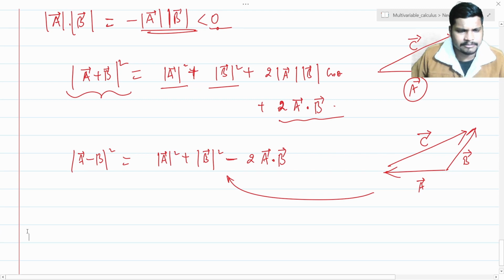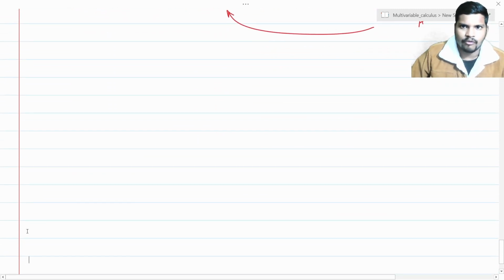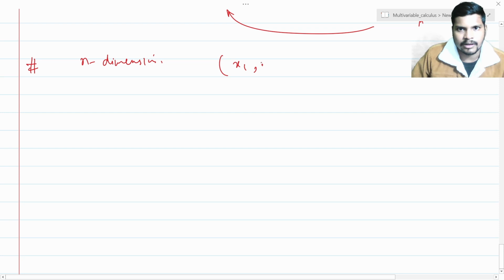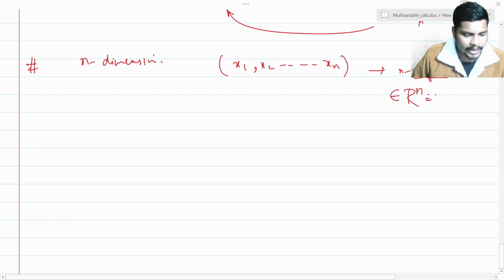Now, as I explicitly showed you, we are going to do the multi-dimensional thing, like n dimensions, and in n dimensions I have x1, x2, and so on up to xn. These are called n-tuples. So we are entering topology, and these must be real numbers. All right, R to the power n dimensions. So this is called n dimensions.